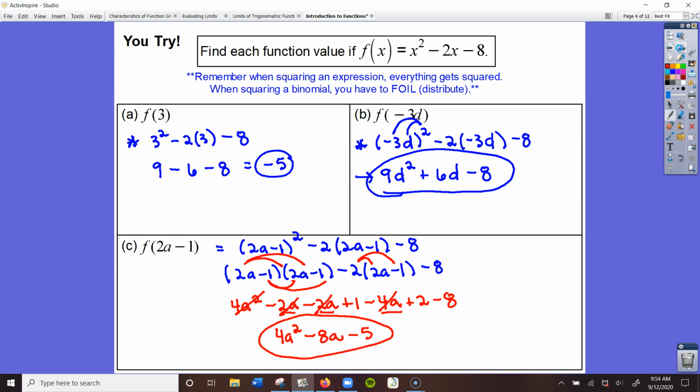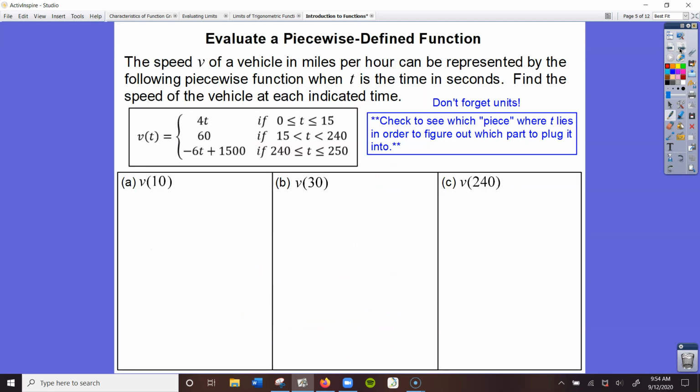Moving along with functions, we are going to need to be able to determine the domain. But before we do that, I got ahead of myself. We are going to use this piecewise function to evaluate for these function values. Now, when we're evaluating for function values using a piecewise function, we have to pay attention to the pieces. A piecewise function is exactly what it sounds like. It is a function that is divided into different pieces.